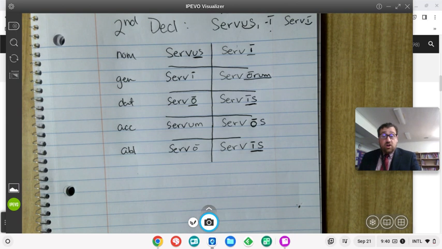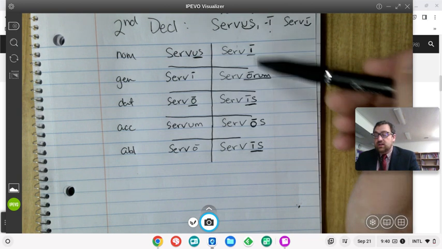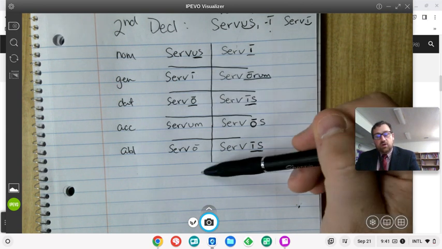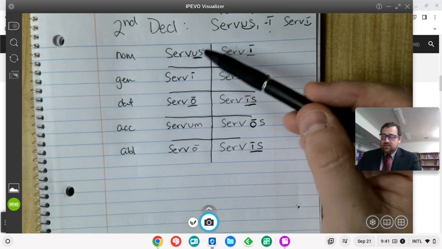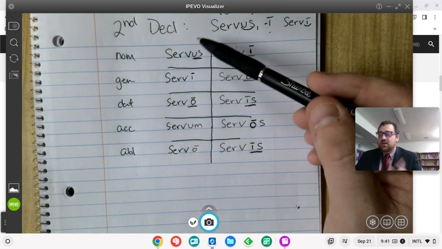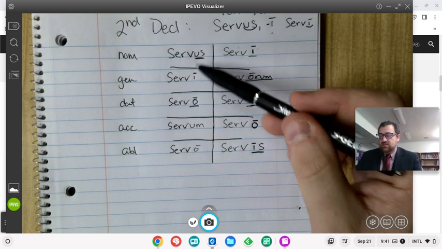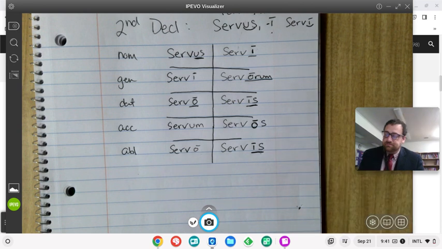The song to remember words of the second declension goes to the tune of Jingle Bells. It goes, us, i, o, um, o, i, orum, is, os, is, and then we do it one more time. So it's two times through to do the song. I'll have you do that with me now. Us, i, o, um, o, i, orum, is, os, is.